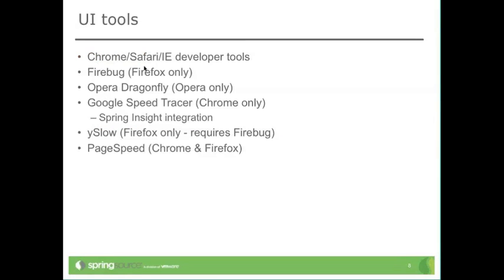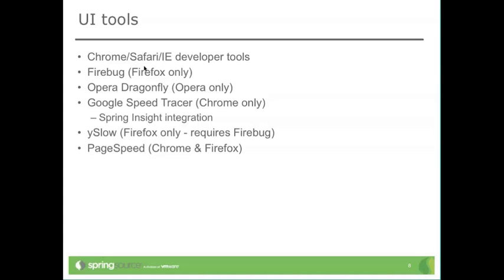On the user interface side, these are basically tools that fit inside your browser. Chrome, Safari, and Internet Explorer come with their own developer tools. They're generally very easily accessible. They are great for debugging your JavaScript, your CSS, and your HTML, all of those things, but they also provide feedback on how long it's taking to load resources, what's happening on the network, and so on.